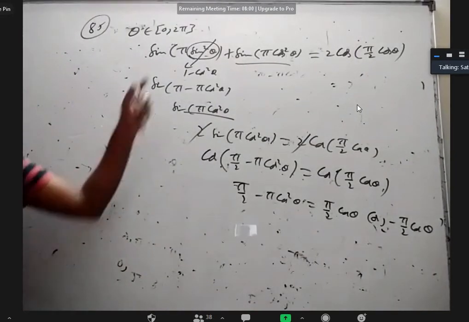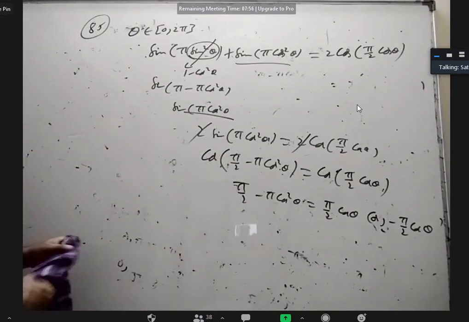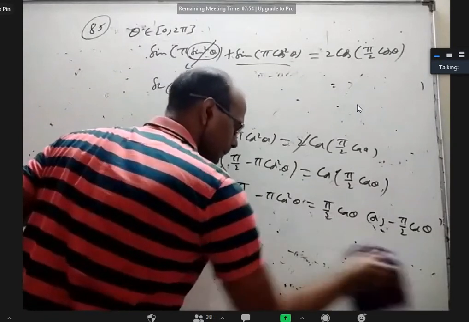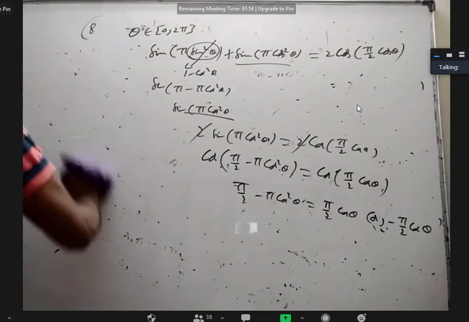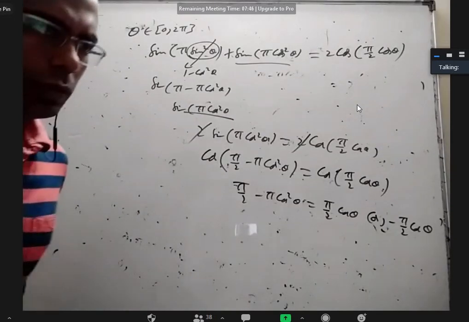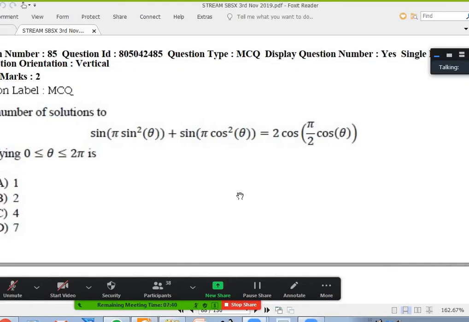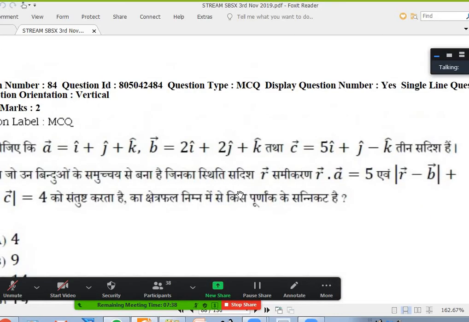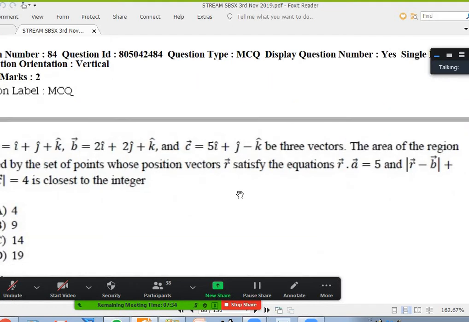So I felt the component or dividend method made things easier. I don't have to write this many steps. Okay, let us see. Yeah, 84 is just to notice one small simple thing. Two things, if you notice, it is very easy.